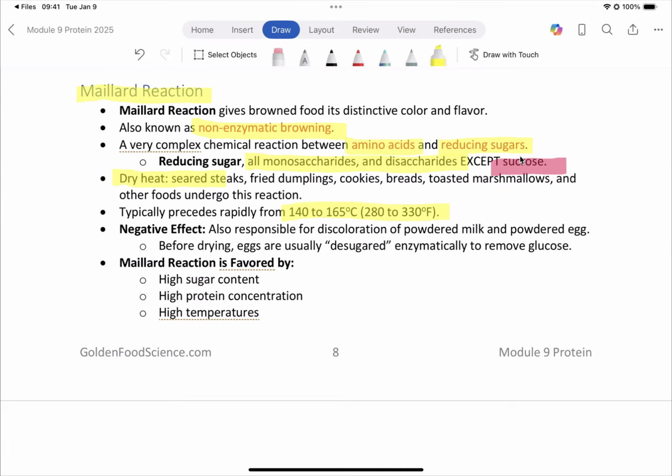Generally, we think of it as being good, but there are times when it isn't particularly good, like the discoloration of powdered milk and powdered egg. Notice that these are both dry, powdered, because it only happens in dry things. If there's moisture, it won't happen. And these two foods are desugared before they're dried.